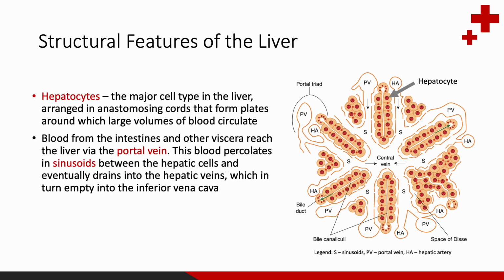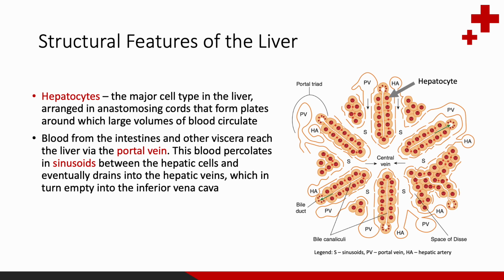Hepatocytes are the major cell type in the liver, and they are arranged in anastomosing cords that form plates around which large volumes of blood circulate. Blood from the intestines and other viscera reaches the liver via the portal vein. This blood percolates in sinusoids between the hepatic cells and eventually drains into the hepatic veins, which in turn empty into the inferior vena cava.